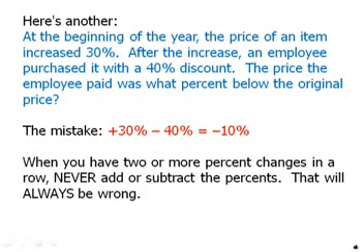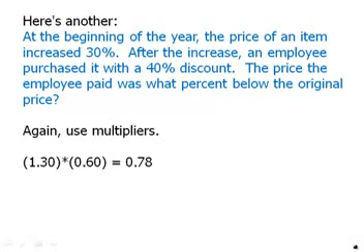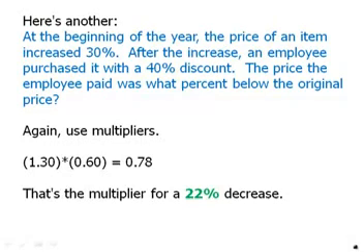Whenever you have 2 or more percent changes in a row, never add or subtract the percents. That will always be wrong. You never want to add or subtract percent increases and decreases. Instead, what do we do? Of course, we use multipliers. We always use multipliers for percent increases and decreases. So a 30% increase, that's a 1.3 multiplier. A 40% decrease, that's a 0.6 multiplier. We're just going to multiply those two multipliers. They multiply to 0.78. 0.78 is the multiplier for a 22% decrease. And so this means that what we have going on here is a 22% decrease. The price that the employee paid was 22% less than the original price.